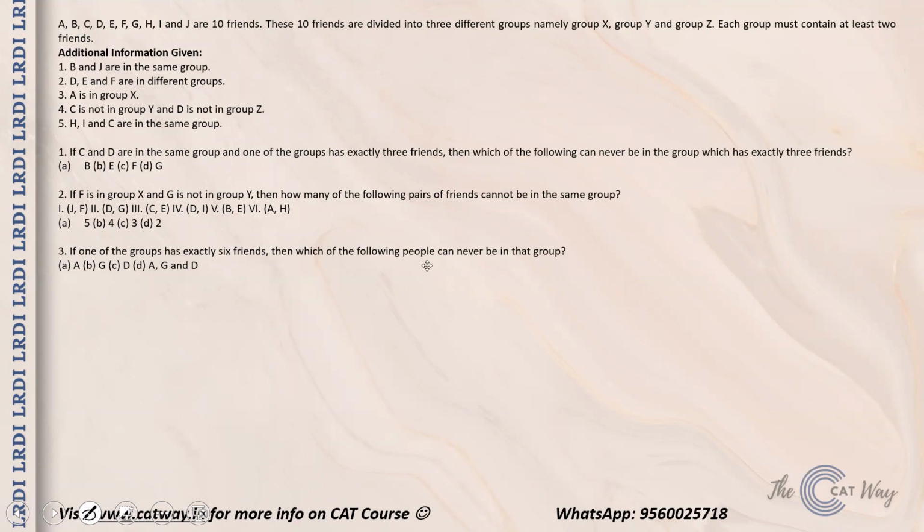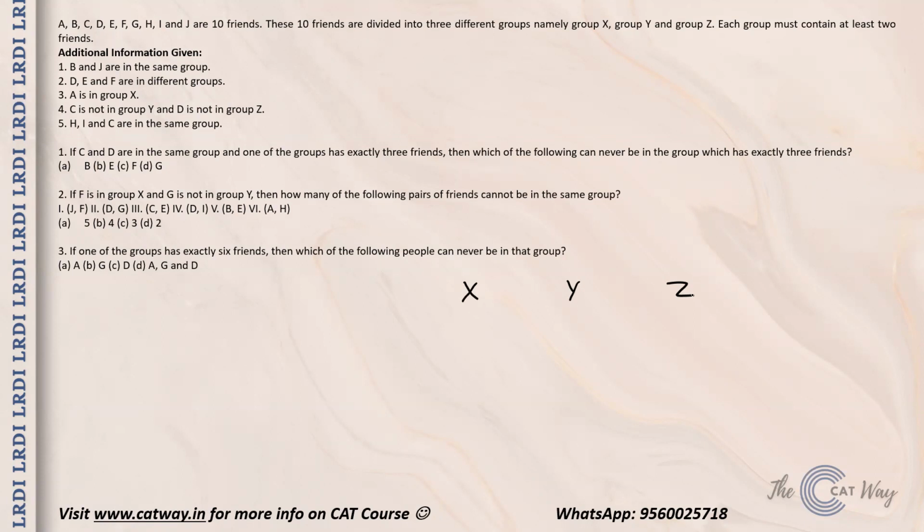It has been given that A, B, C, D, E, F, G, H, and I are 10 friends. These 10 friends are divided into three groups, namely X, Y, and Z. Each group must contain at least two friends. So there are numerous possibilities, because at least two is compulsory. Otherwise, the maximum could be six in one group and two in others, and so on. Many possibilities are there, right? Chalo, let's see what we have.